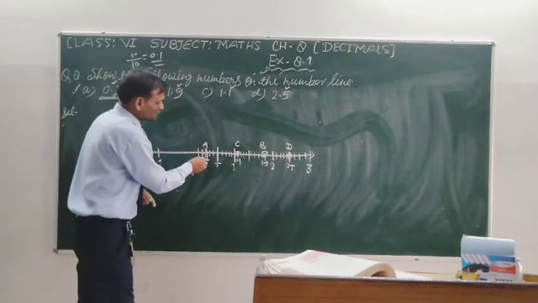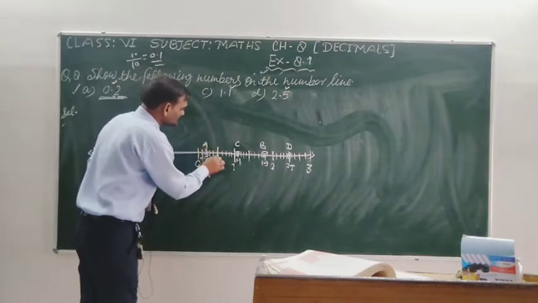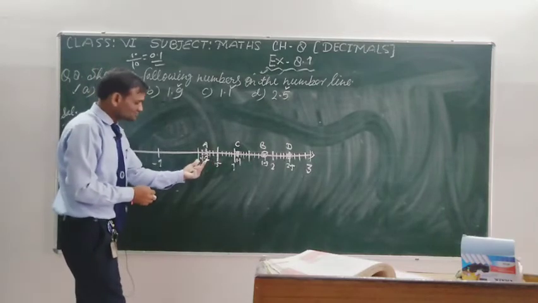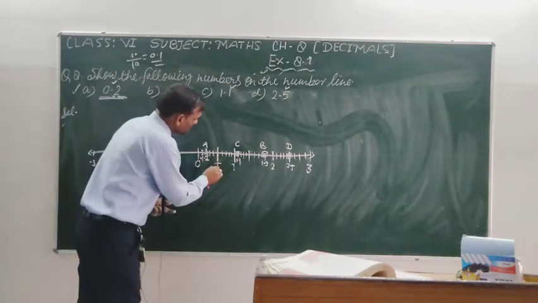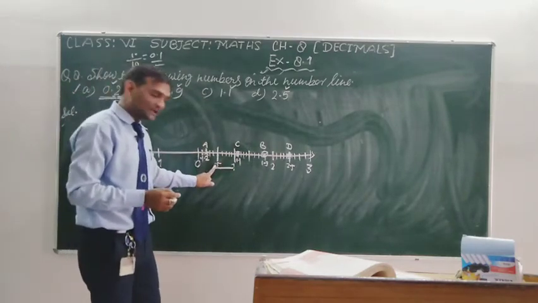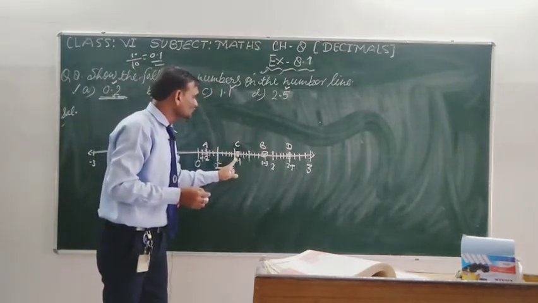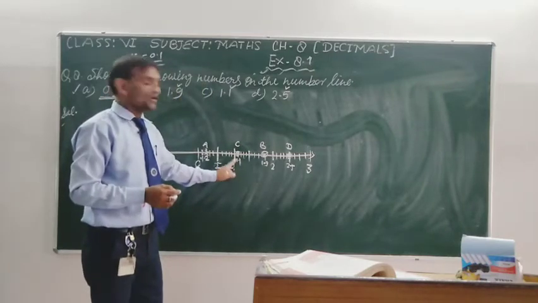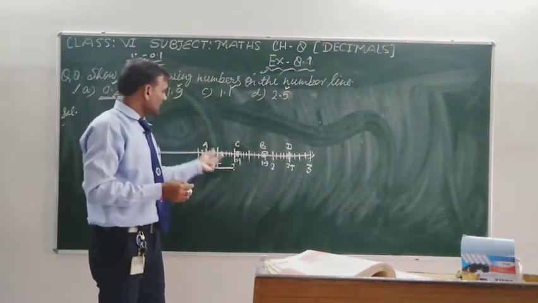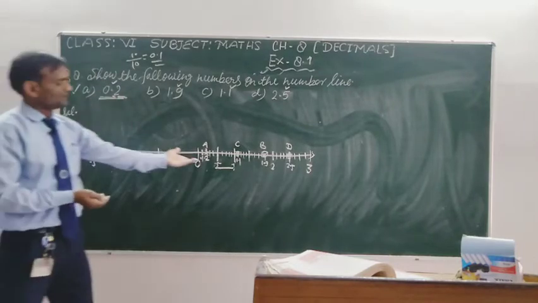So 0.1, 0.2, 0.3, 0.4, all these decimal numbers are near to 0. ये सभी 0 के नजदीक हैं. But from 0.5 to 0.9, 0.5 से लेकर 0.9 तक all decimal numbers are near to the whole number 1. 1 के नजदीक हैं. This one thing is extra asked in question number 7. ये चीज पूछ रहा था एक्स्ट्रा कि किसके नजदीक है.